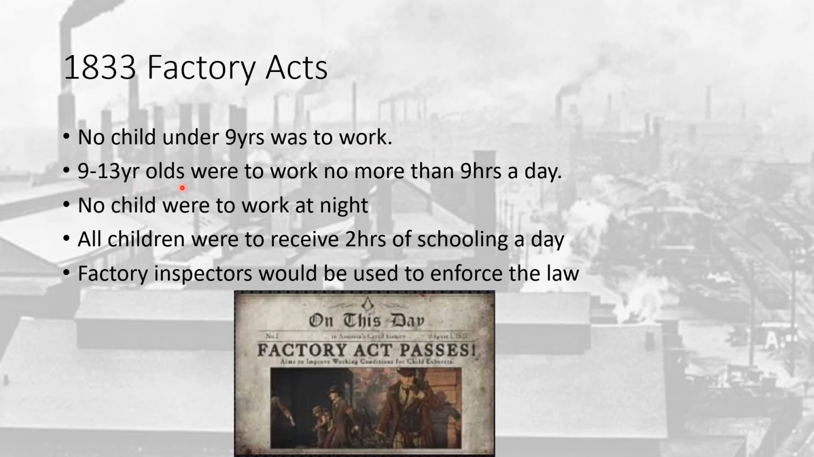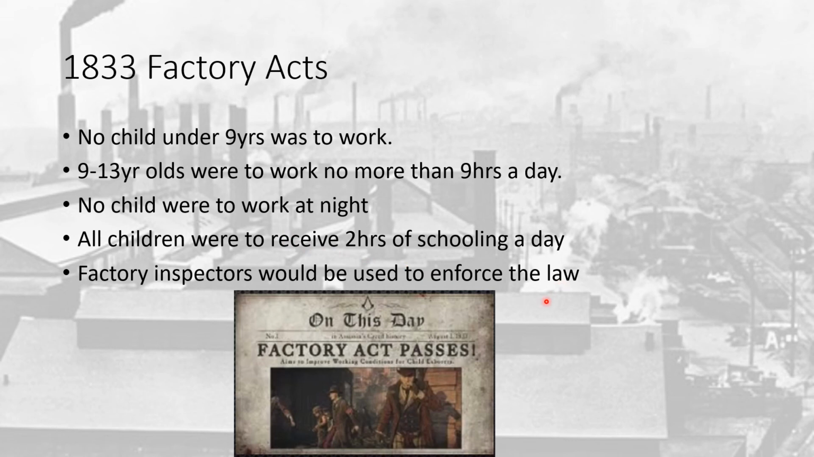9 to 13-year-olds were to work no more than 9 hours a day. So you weren't allowed to do these 12-hour shifts anymore that people were doing. You were only allowed to work up to 9 hours. Now, no child was allowed to work at night, so they weren't allowed to work past midnight. Also, all children were to receive 2 hours of schooling a day, which prior to this, school wasn't compulsory and they didn't have to attend. And also, factory inspectors would be used to enforce these new laws.